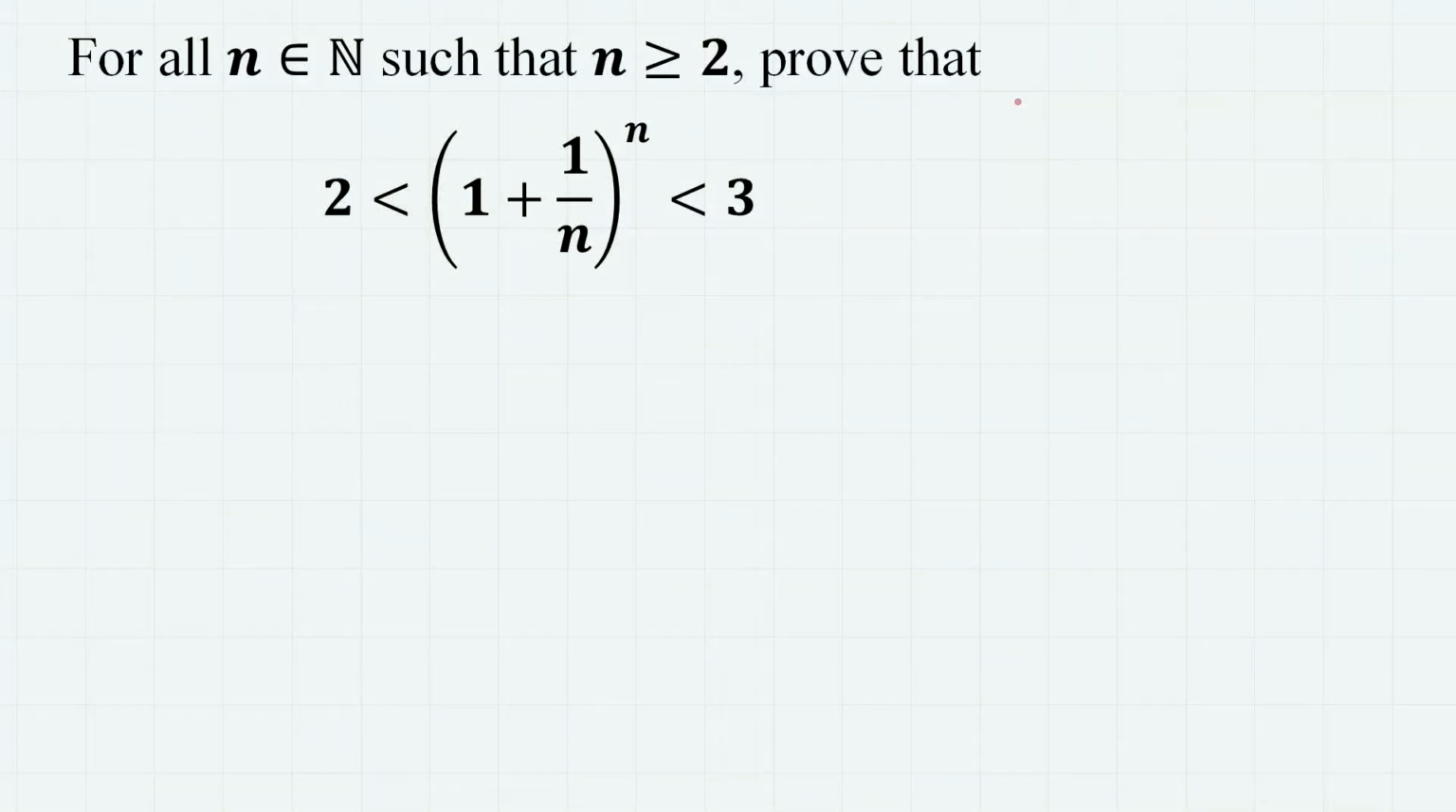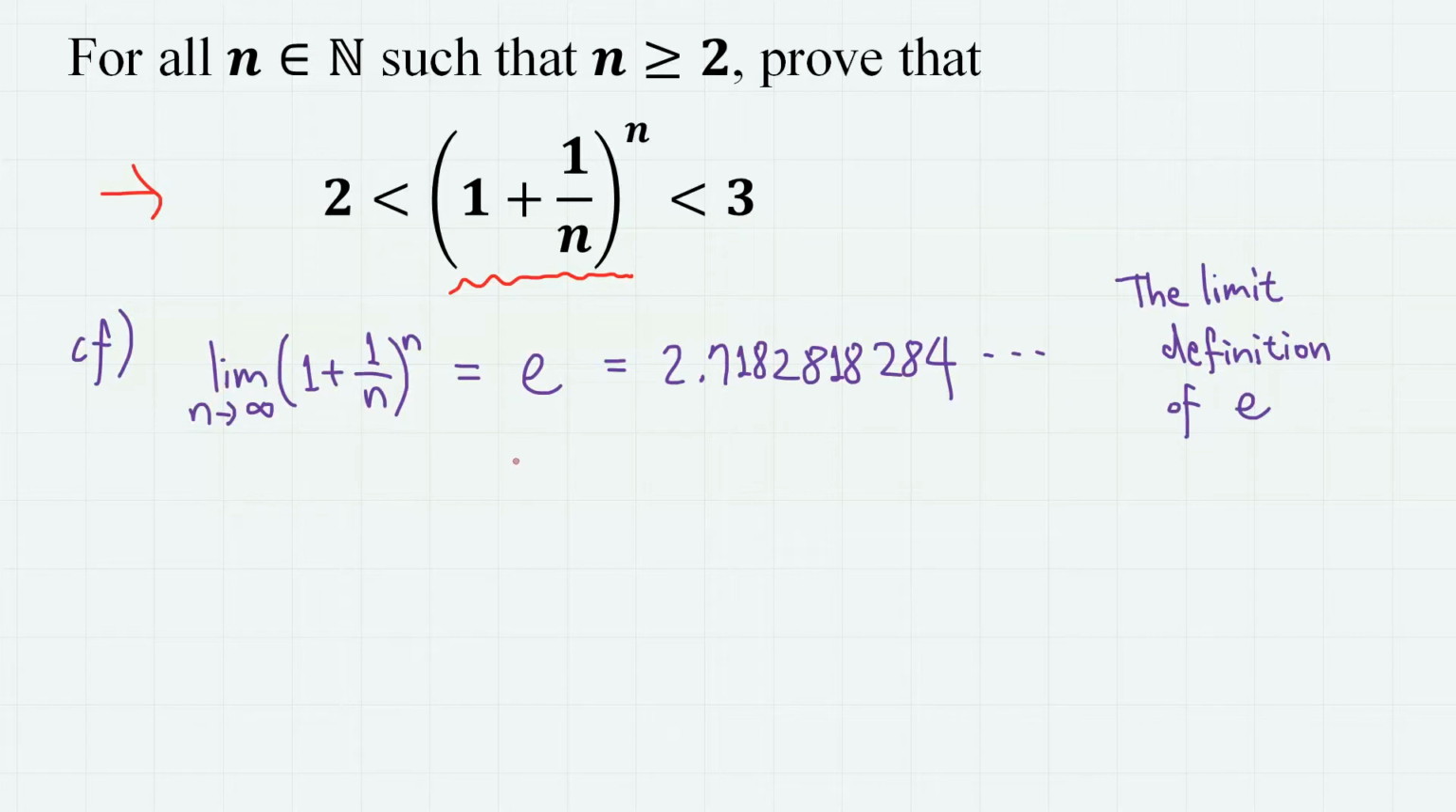Today we are going to prove the inequality that is actually quite famous, which is this: (1 + 1/n)^n is greater than 2 and less than 3. This expression in the middle is quite famous since it is the expression used in the limit definition of Euler's number e.